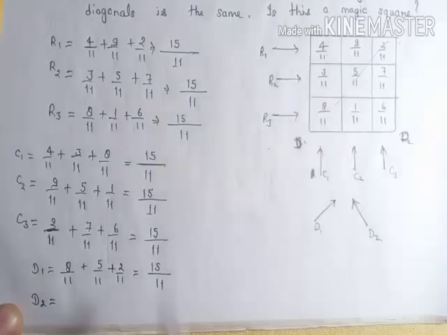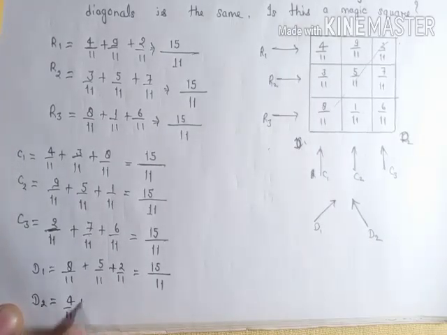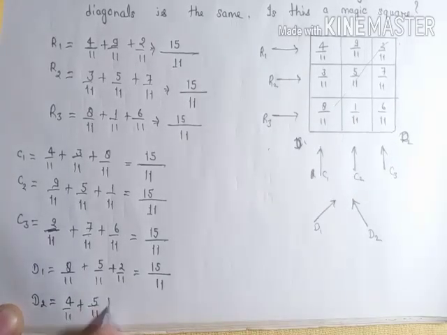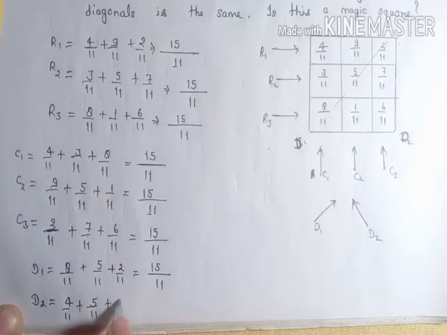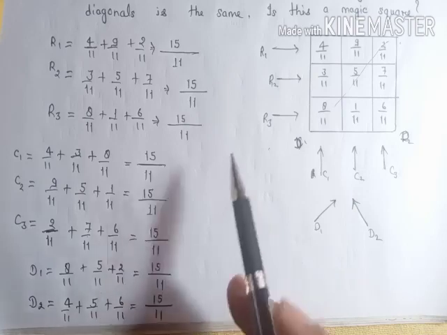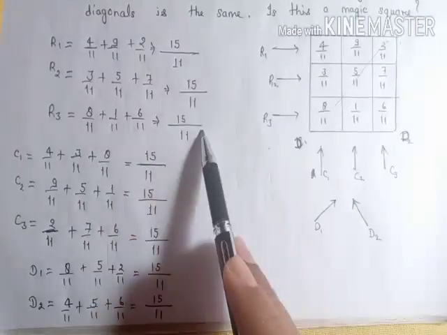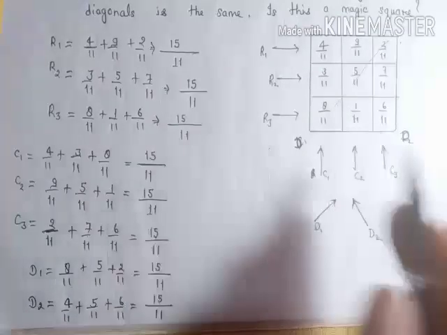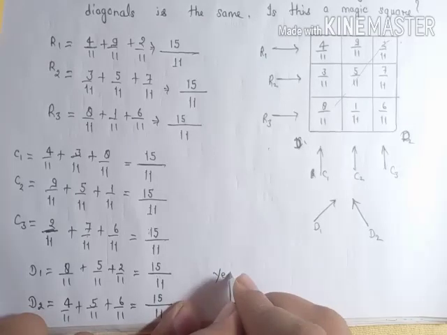And we have the last diagonal, that is this one: 4 upon 11 plus this 5 upon 11 plus this 6 upon 11, and the answer is 4 plus 5 is 9, 9 plus 6 becomes 15. So you can see all the rows, all the columns and both the diagonals give the same sum. So we can say yes, it is a magic square.